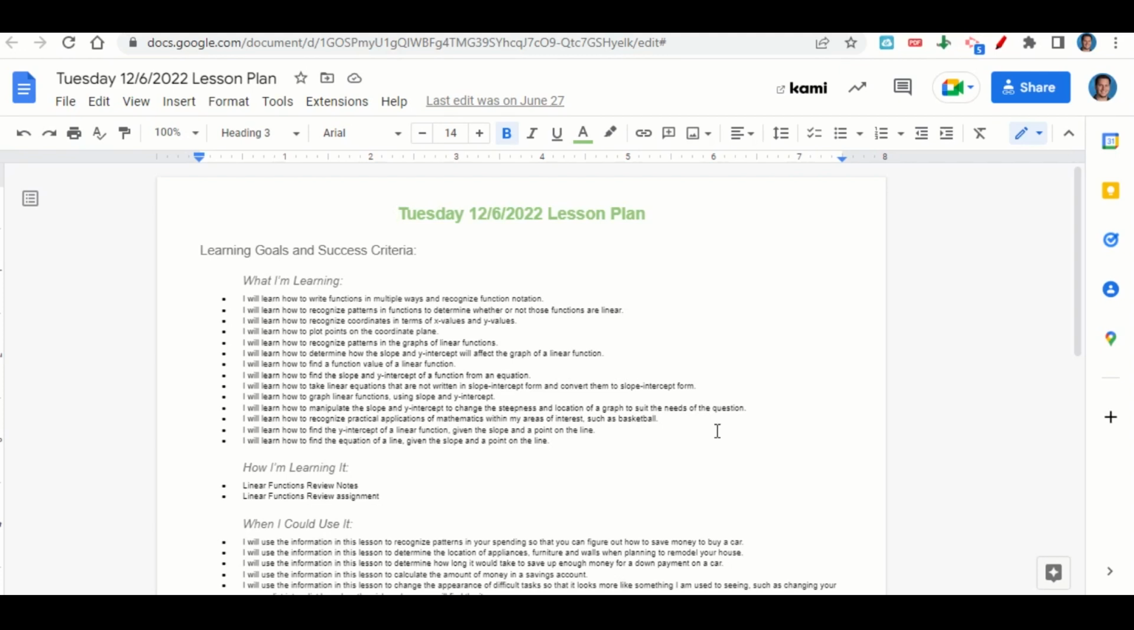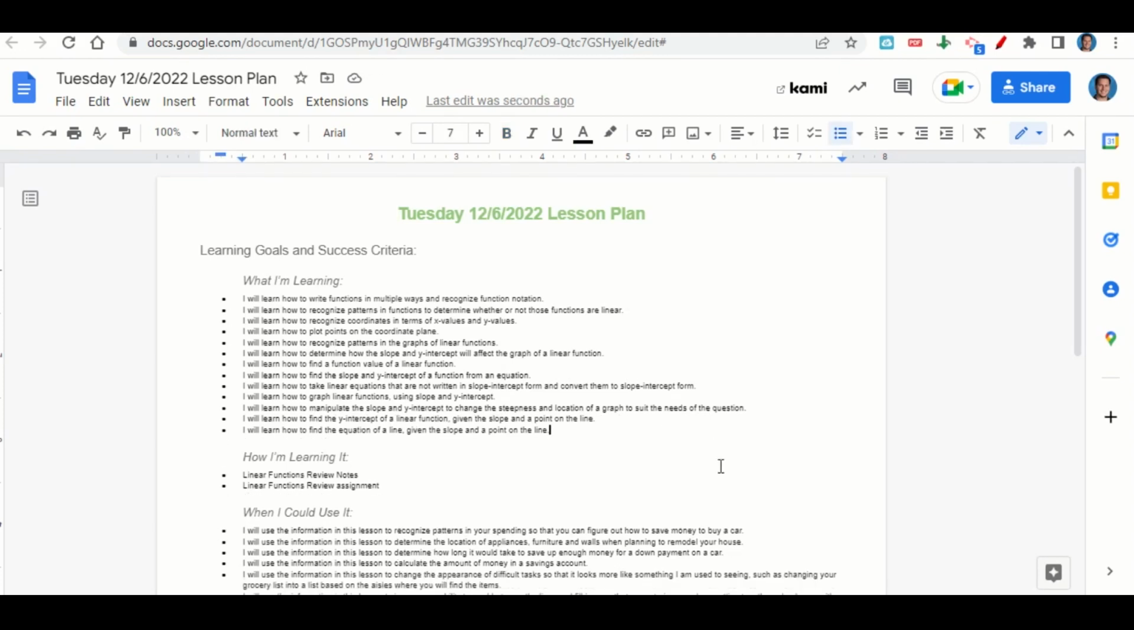to suit the needs of a question, how to find the y-intercept of a linear function given the slope and a point on the line, and how to find the equation of a line given the slope and a point on the line. How are we learning it? Through the linear functions review notes and the linear functions review assignment.